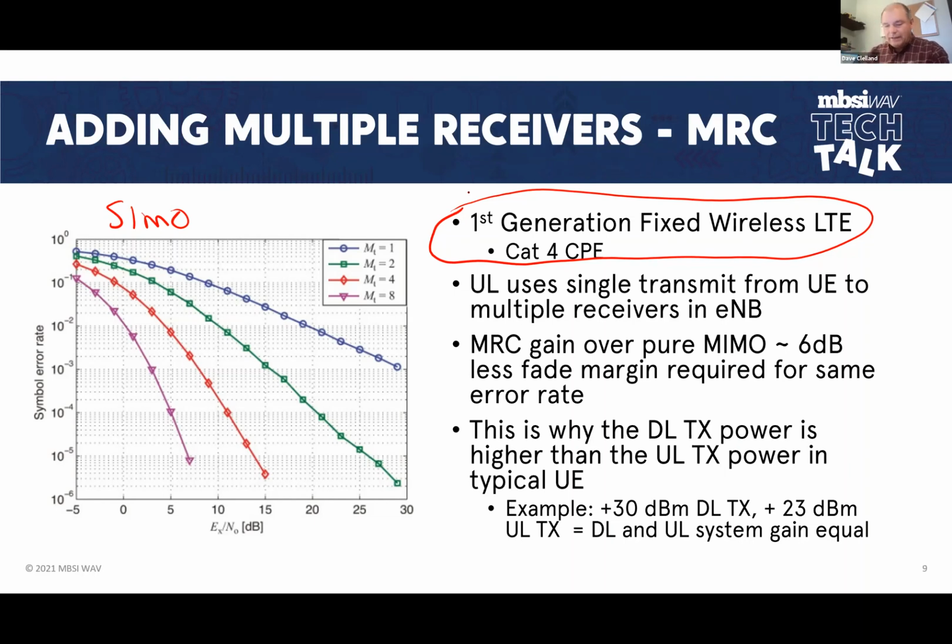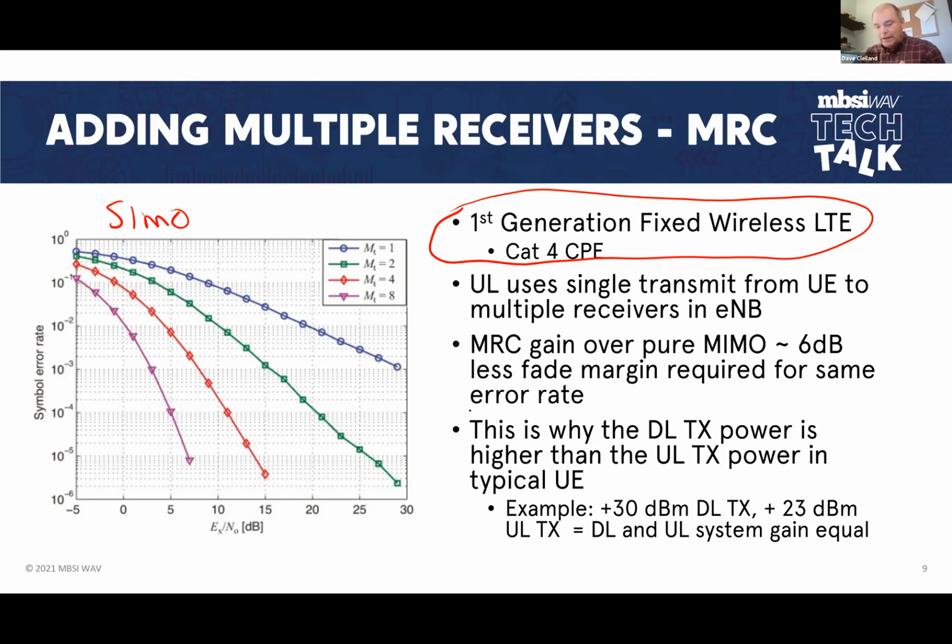So it's received at the base station, and we're applying maximal ratio receive combining. It's either MRC, or oftentimes in a spec sheet it might be called MRRC, but the process is the same. Our MRC gain over pure MIMO is about 6 dB. When we have multiple receivers, we need about 6 dB less fade margin for the same error rate.